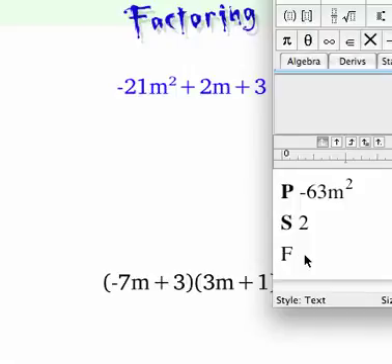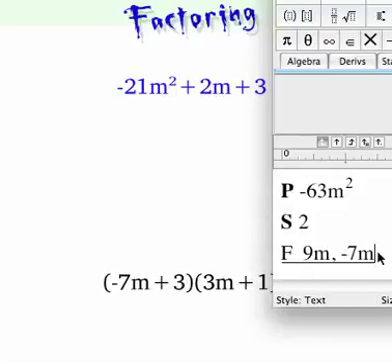So I'm going to do, and they multiply to give a negative, and the larger is positive. So that means 9m and -7m. So they multiply to give a negative, and they add to give a positive. So the bigger of the two has to be positive.